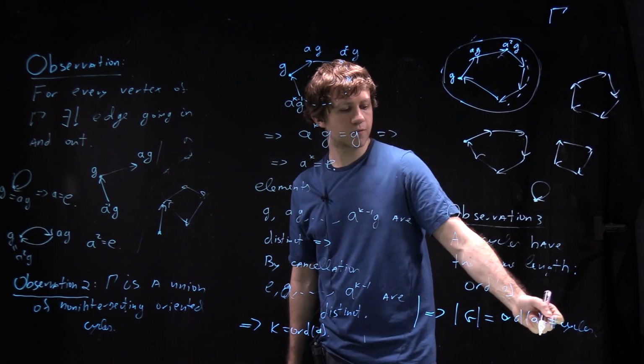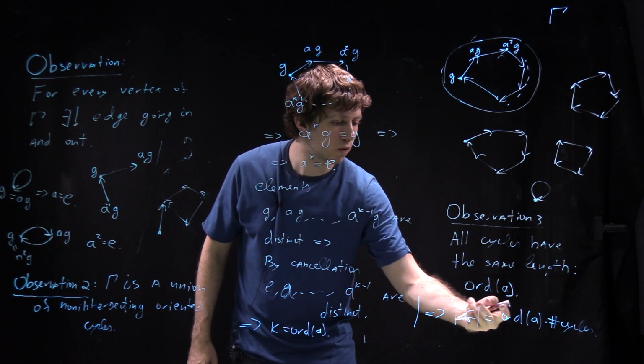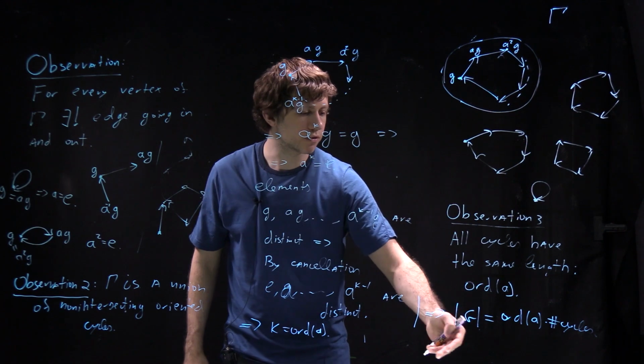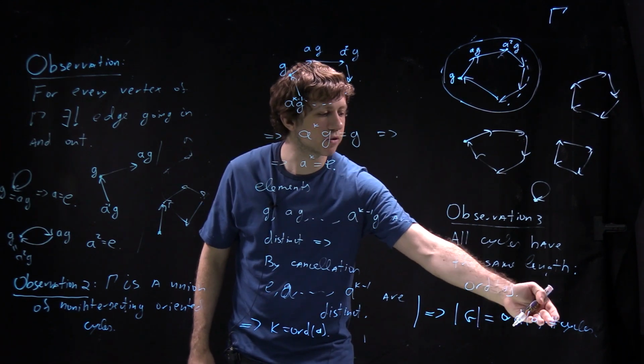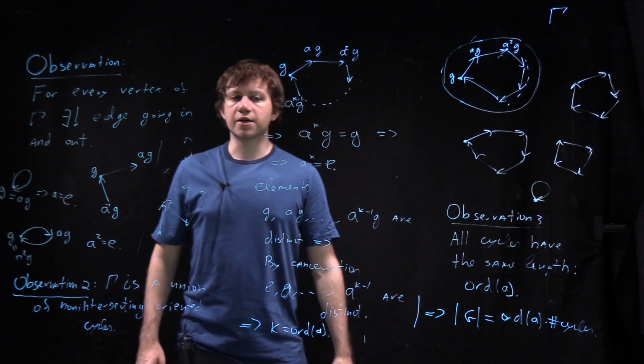But this is exactly what the Lagrange theorem implies. So it means that the order of A divides the order of G, and A power order of G equals A power order of A power number of cycles, which equals the identity. So this is the end of the proof.